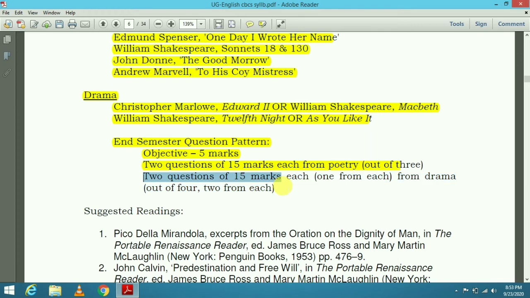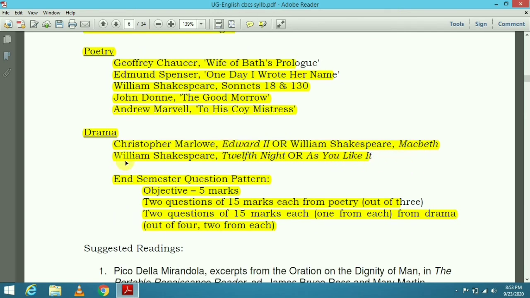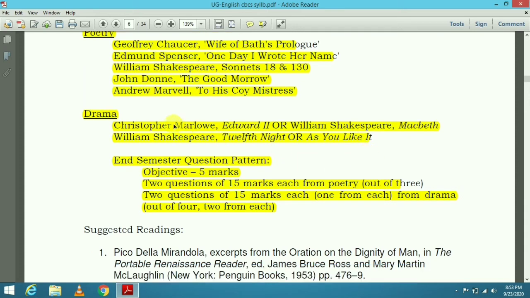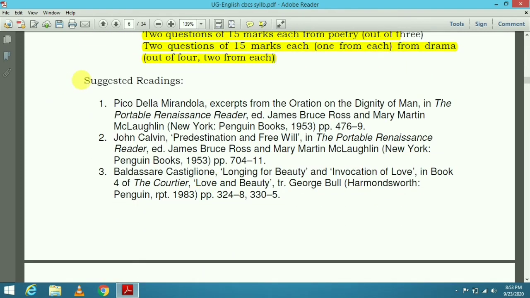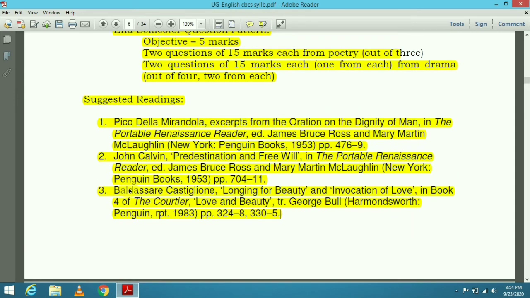In drama, 2 questions of 15 marks each, one from each, out of 4, 2 from each. Okay, here either from Marlowe's Edward II or William Shakespeare's Macbeth, there will be 2 questions. For William Shakespeare's either Twelfth Night or As You Like It, you have to study only one, and there will be 2 questions. And out of 2, you have to attempt 1 here and 1 here. So that means you have to answer 2 questions of 15 marks each. And as before, this is the suggested list of the plays and poetry. Don't bother too much about this.